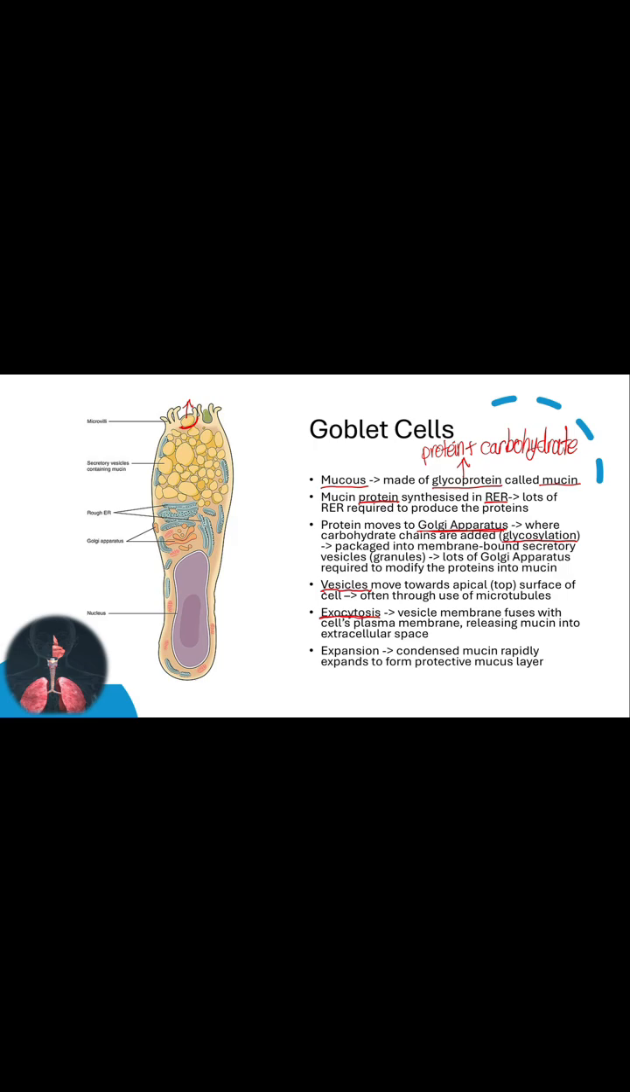And that is why we have exocytosis, which is an active process where the vesicle fuses with the membrane and becomes part of the cell plasma membrane, which you know is that phospholipid bilayer, and it releases that mucus. So if you imagine, it joins up with the cell membrane, and this mucin that was inside is released into the respiratory tract. And this causes expansion because the mucin was condensed within the cell, and as it comes out, it expands to form that mucus layer.